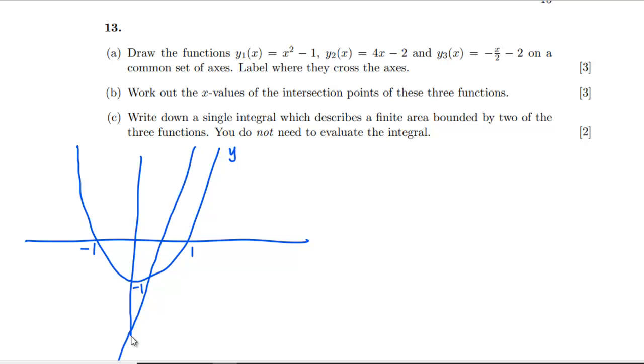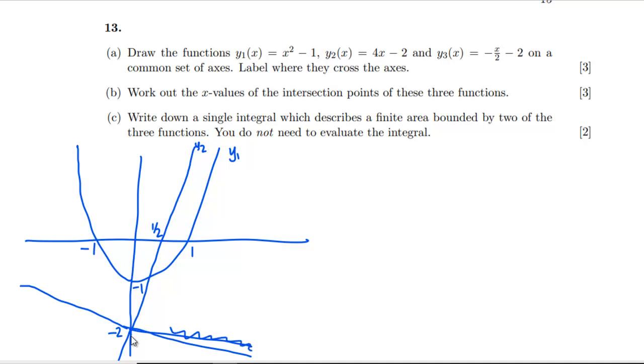So let's label these. So that's y1. This is y2. So that is going to go through -2 there and a half there. Then we've got minus x over 2 minus 2. All right, that's going through here. So no, we're going to be all right. And that's meant to be a straight line. Let's get rid of that bit.